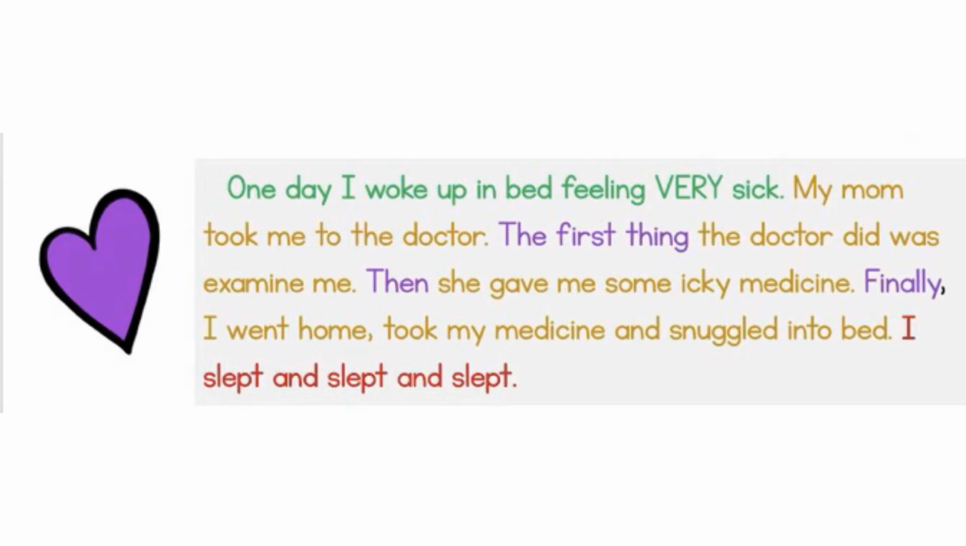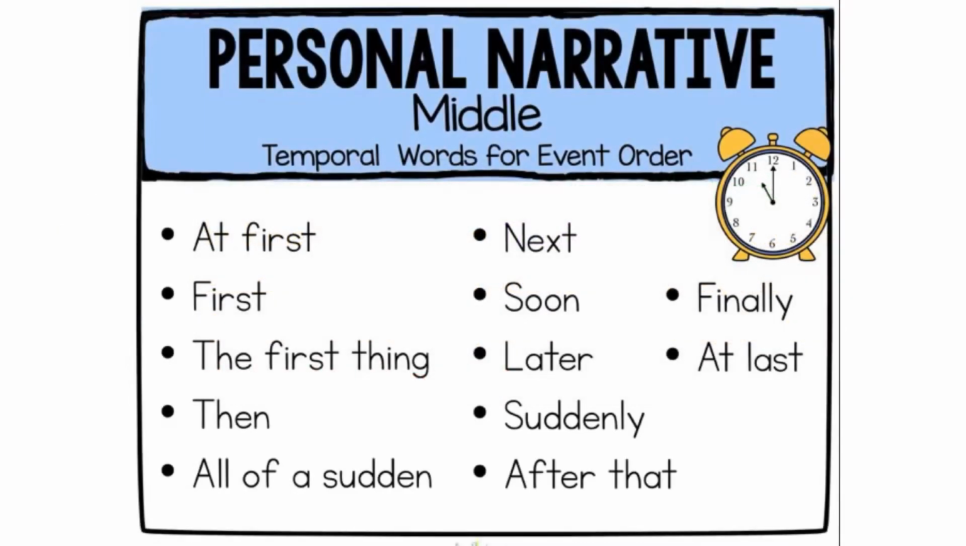Those are our temporal words. That means they're the words that tell us what happens at different parts of the story in order. They're telling us what happens at different times. In the middle, temporal words are used for event order. Those words could be any of these ones. Let's read the words together. Point to the first one.